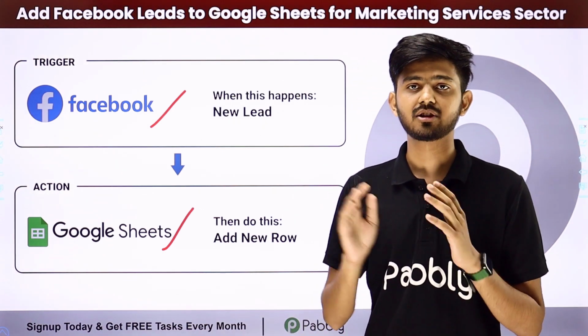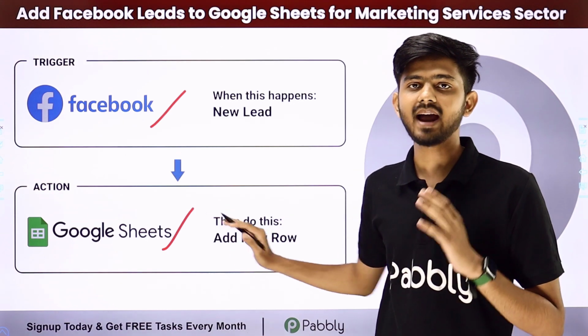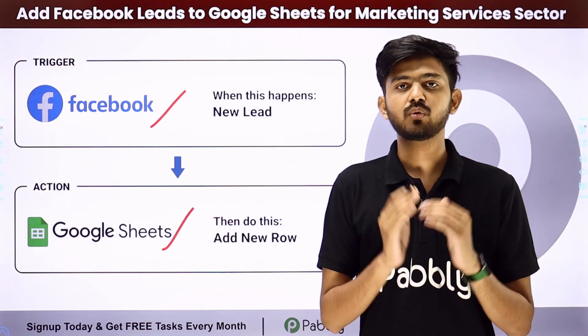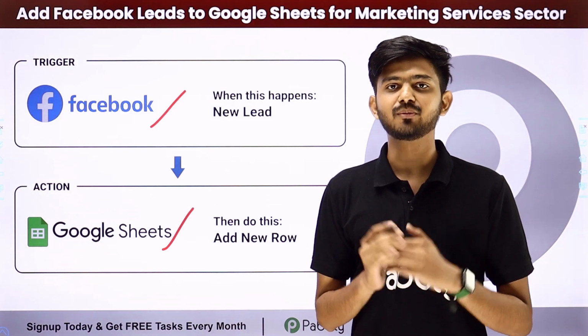So whenever a new lead is generated in my Facebook lead ads, it will work as a trigger event and a new row will be added automatically in my Google Sheet, which will work as an action event for me. How am I going to do that? For that, let me take you to my computer screen.